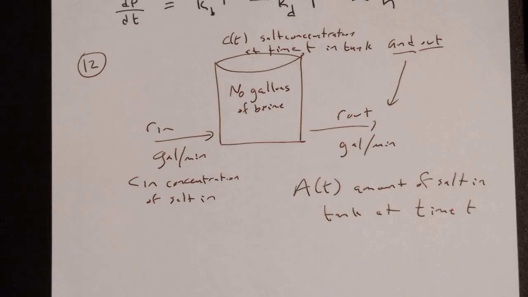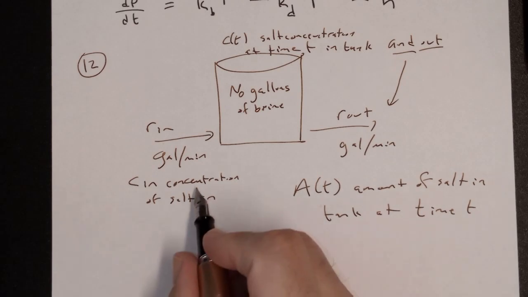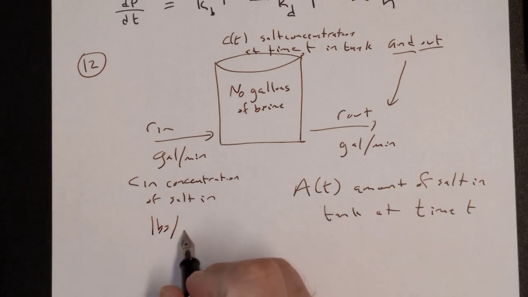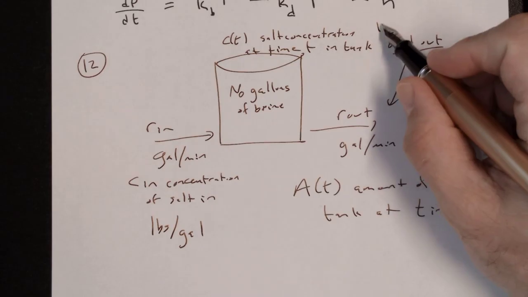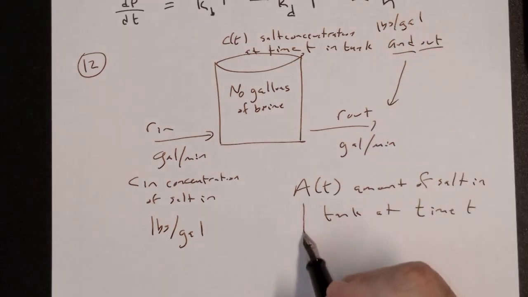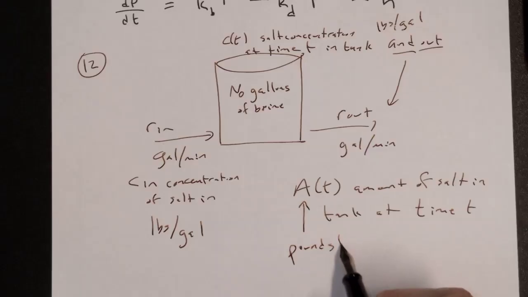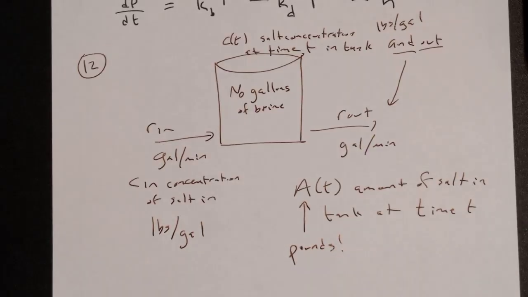Concentration. Wait a minute. I'm going to measure some of the water and I'm going to tell you how much salt is in it, right? So it'd be salt per water. So I think the right unit for this is pounds per gallon. Like it would be moles per liter if I was a chemist. So I'll say the same thing up here for C of T. That's pounds per gallon. And A, that's pounds. So now I have units to go with everything.